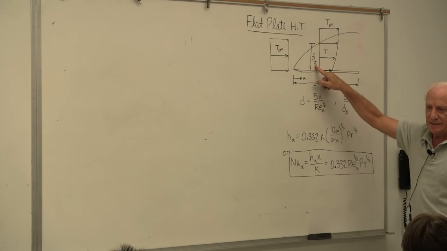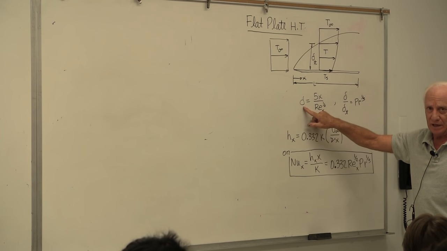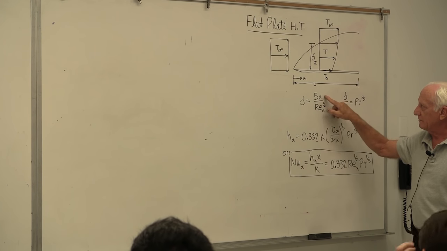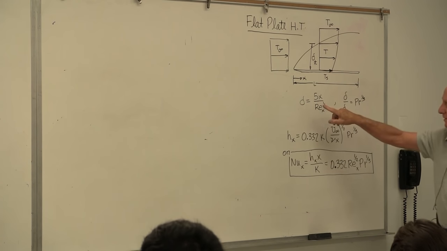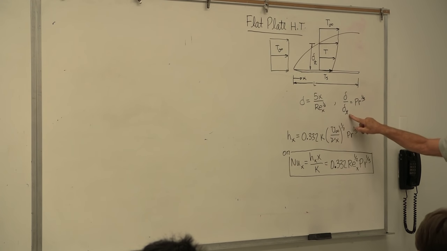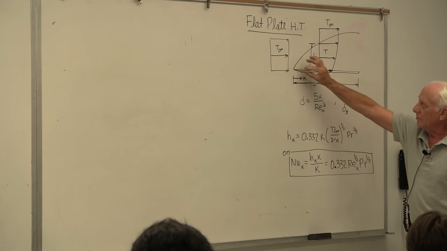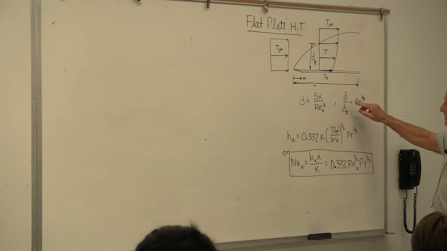If you don't see a T as a subscript, that delta is the velocity boundary layer thickness, ME312 stuff. The velocity boundary layer thickness is 5 times x divided by the square root of the Reynolds number. If you want delta T, you take that delta, put it in this equation, and solve for delta T, the temperature boundary layer thickness. The boundary layer grows as x increases. It gets bigger and bigger as x increases, as this shows.